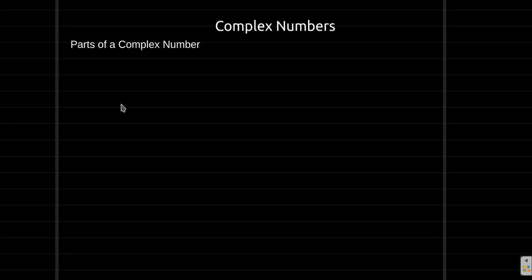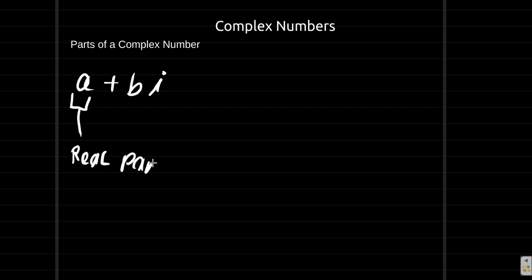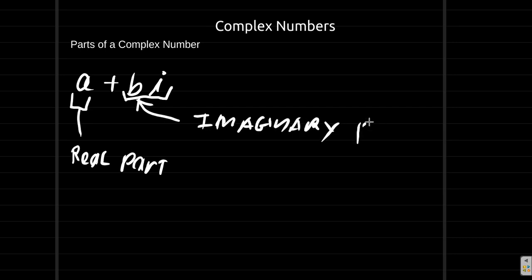Let us look at the parts of a complex number. Now, generally, a complex number is written in the form a plus bi. Here, the a is called the real part. And bi, all of bi, is called the imaginary part. Alright?